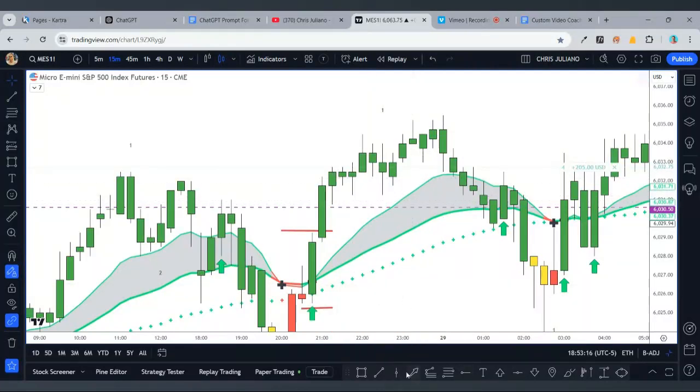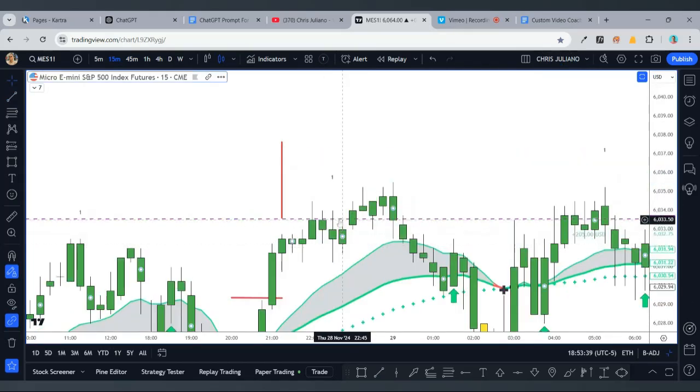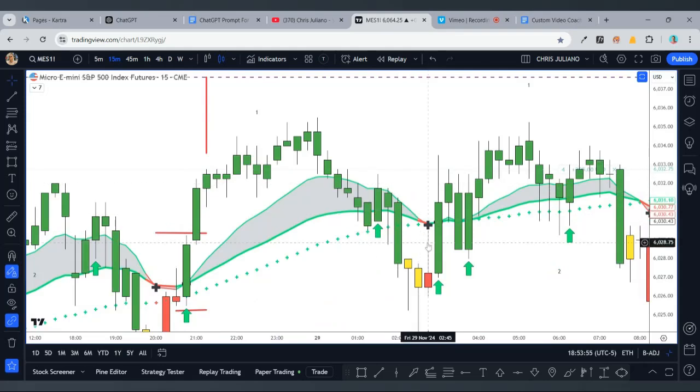So where is the 1-to-1? Let's take a look. Here to here, from entry to stop loss, take a measured move. There is 1-to-1. Here is 2-to-1. Do you see how this reverses all the way back to your entry and then breaks below?